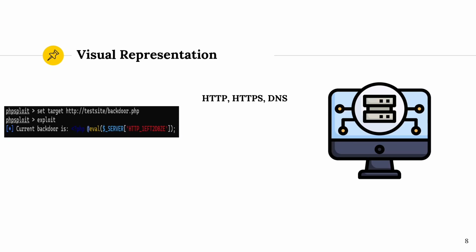We can connect to the server via the following commands: by setting the target to the file path of where the backdoor.php file has been uploaded, and by using the exploit command. It sends the payloads and receives the output over HTTP or HTTPS or DNS connectivity.